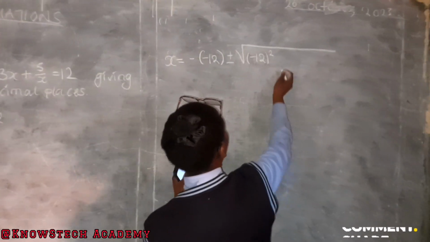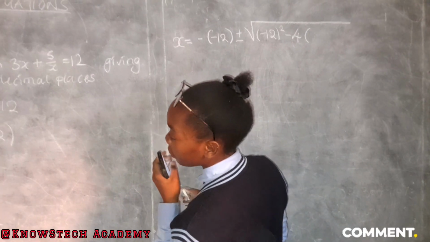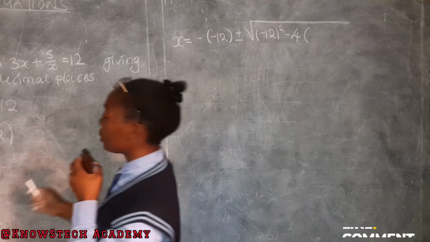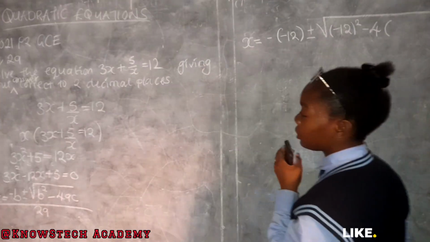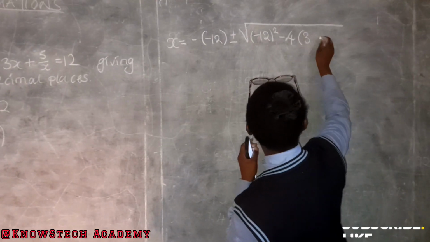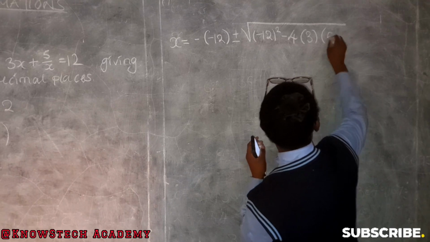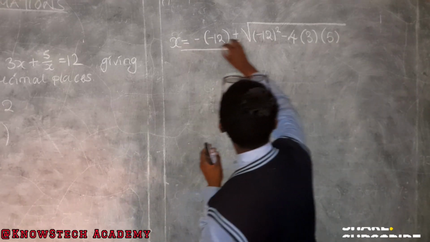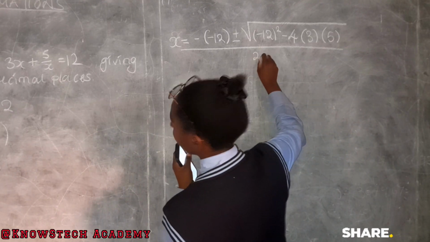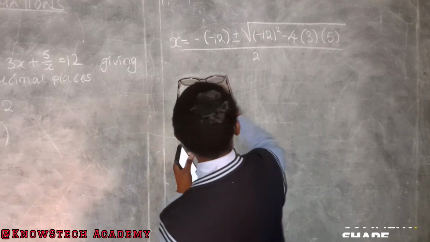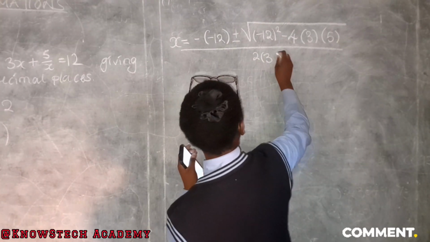Then minus 4. Our a is 3. Remember, I said 3x squared is representing a on our formula. So our a is going to be 3. Then our c is 5 over our 2a there on the formula. Our a is 3. Then we'll close.